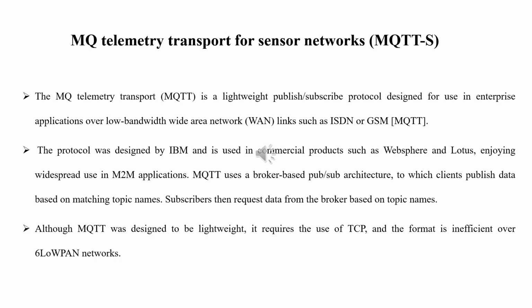Although MQTT was designed to be lightweight, it requires the use of TCP and the format is inefficient over 6LoWPAN networks. In order to allow MQTT to be used also in a sensor network, MQ Telemetry Transport for Sensor Networks was developed. This optimized protocol can be used over ZigBee, UDP, 6LoWPAN or any other network providing a bidirectional datagram service.